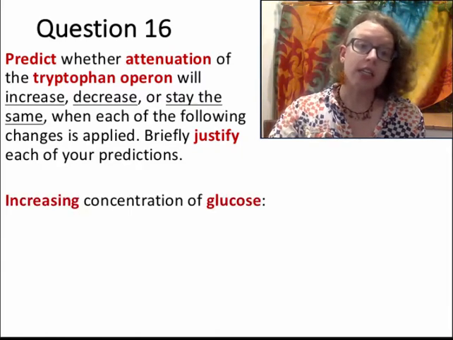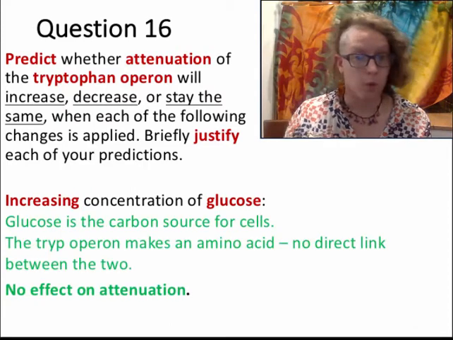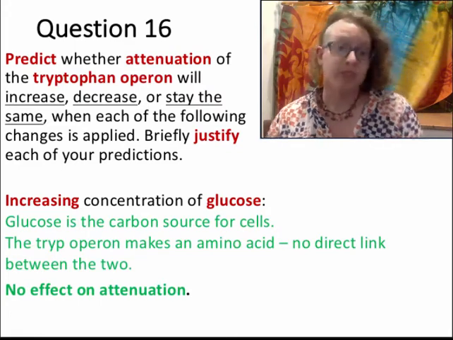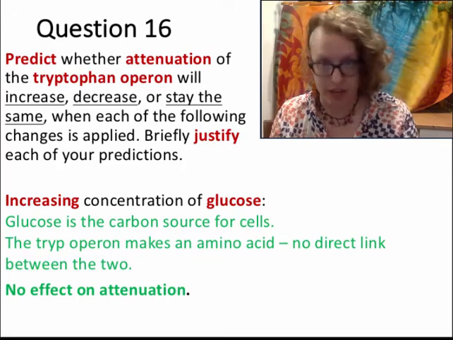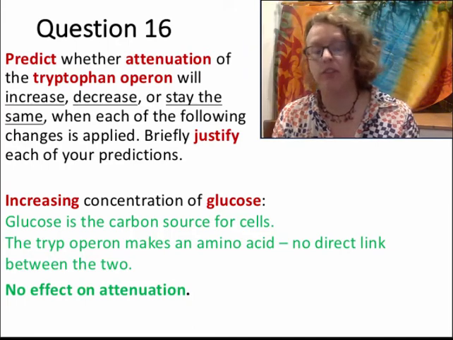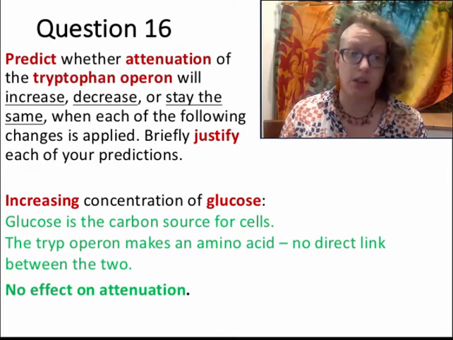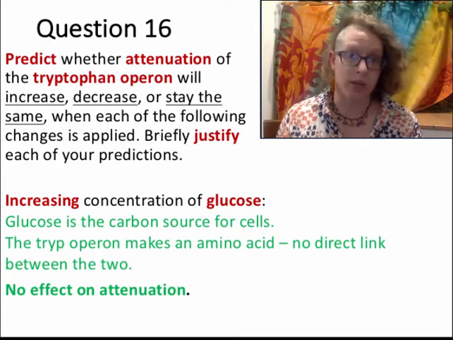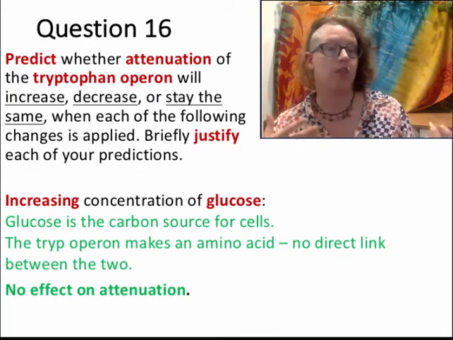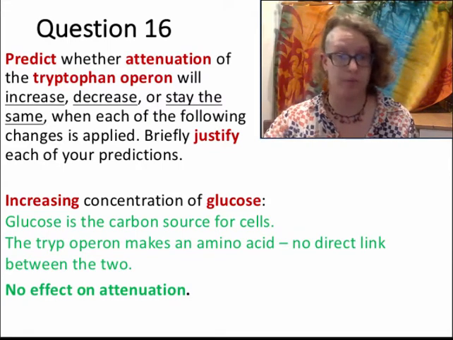So this context is increased concentration of glucose. Well, glucose is the carbon source for cells. The tryptophan operon makes an amino acid, tryptophan. There's no direct link between the need for carbon sources and the need for tryptophan. And as a result, there is no relationship between glucose levels and regulation of tryptophan attenuation. So the answer is going to be no effect on attenuation in this one.